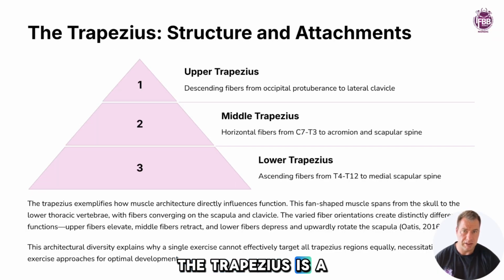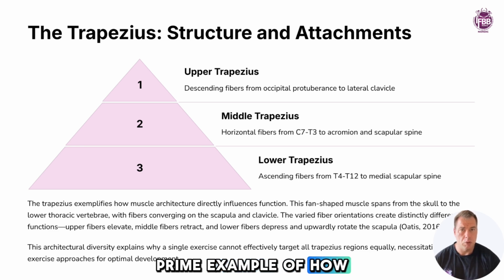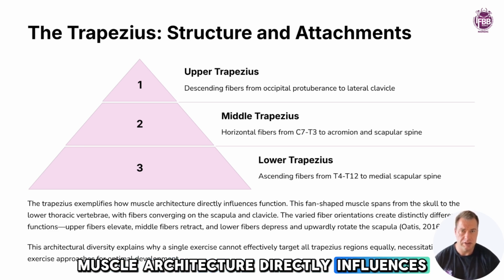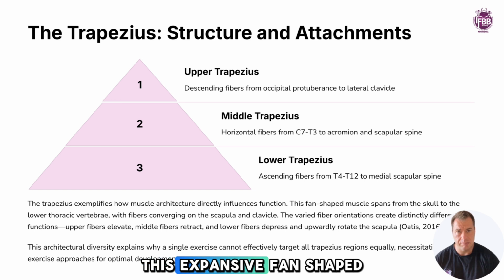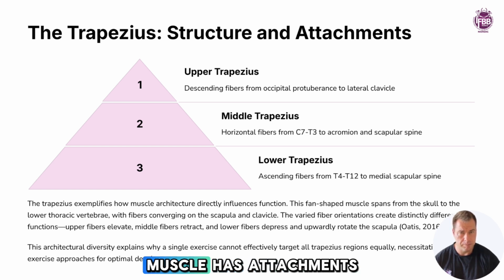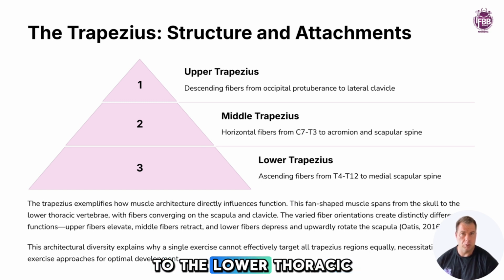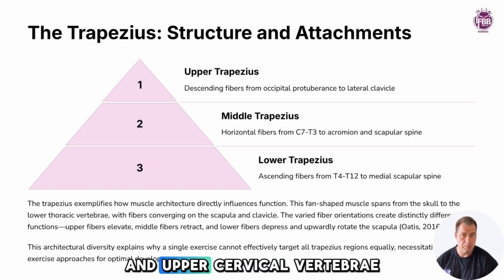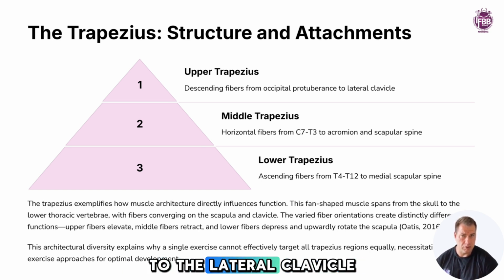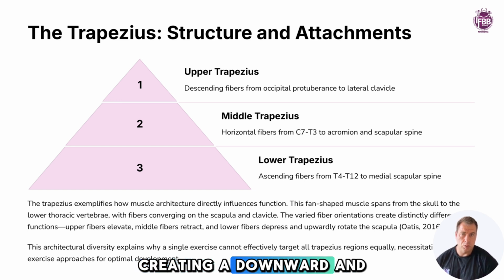The trapezius is a prime example of how muscle architecture directly influences function. This expansive, fan-shaped muscle has attachments spanning from the skull to the lower thoracic vertebrae, converging on the scapula and clavicle. The upper trapezius fibers attach from the occipital protuberance and upper cervical vertebrae to the lateral clavicle, creating a downward and outward fiber direction.